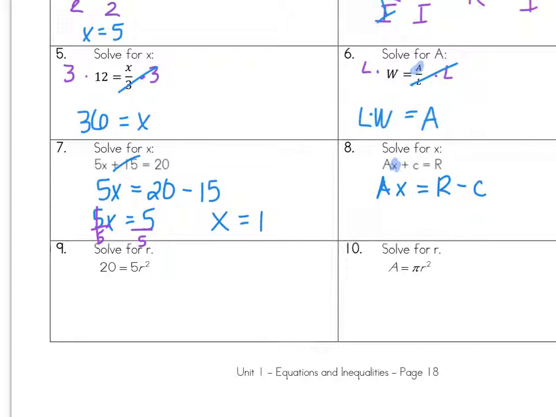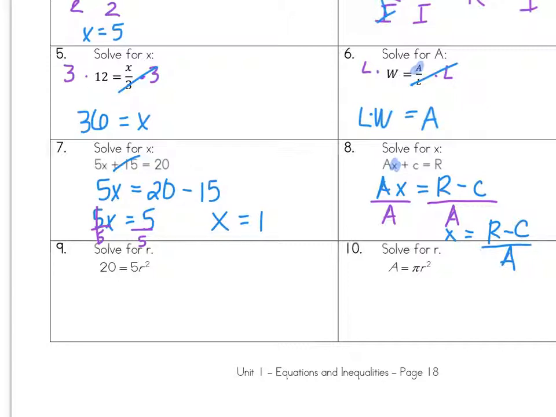But what I do need to do is get rid of that a being multiplied to x, so I divide both sides, the entire right side, by a. So my final answer is going to be x is equal to r minus c all divided by a. And some of you are like, whoa, we can leave it like that? Sure can. And in fact, it would be a lot trickier to do anything else at this point. So let it be and let's leave it.